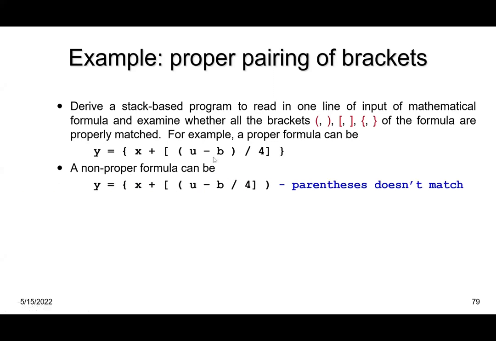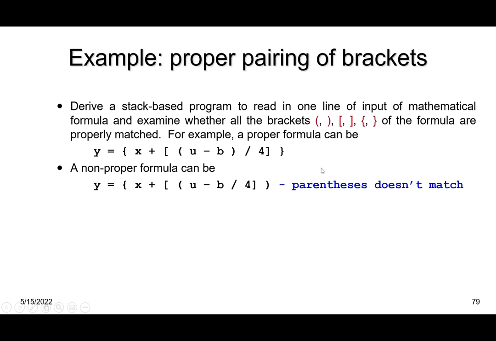A proper formula can be this one. The first expression, you can see that everything matches. This is proper. Not proper formulas will be where the parentheses don't match. Like this one, u minus b, this part here: you have a round one, but the closing one is a bracket. It doesn't match. Like this one is a bracket, then the closing is the round one. It also doesn't match, right?